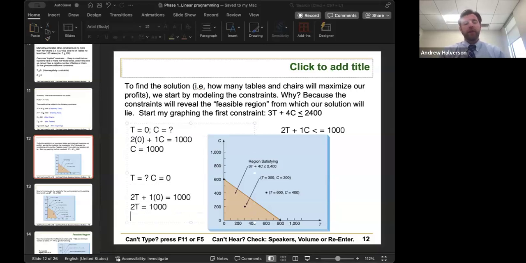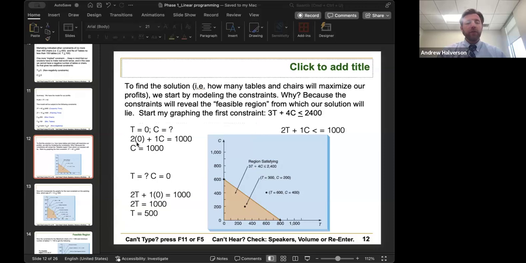Typos all over the place. So that means T is equal to 500. Okay, so let's graph. With me, where, oh, there it is, there it is. Sorry. And let me do this.